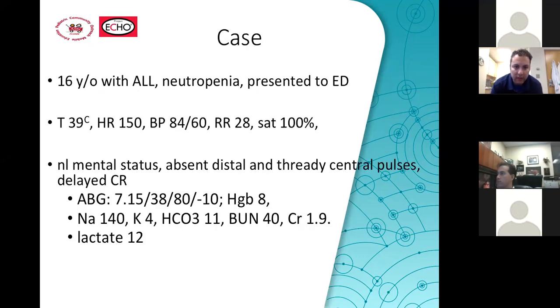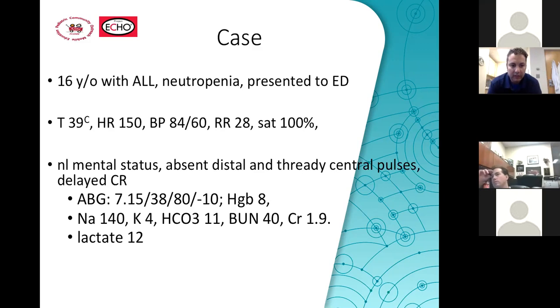My case here started with a very brief 2 slides about a 16-year-old, actually a recent case, who was 65 kilos with ALL, and presented to our emergency department neutropenic, febrile at 39 degrees with a heart rate of 150 to 160. Her initial blood pressure was 84/60. She was breathing 28 times, satting 100% on room air. She actually did have a normal mental status. Her distal pulses were weak, central pulses were thready. She had significant delay in her cap refill.